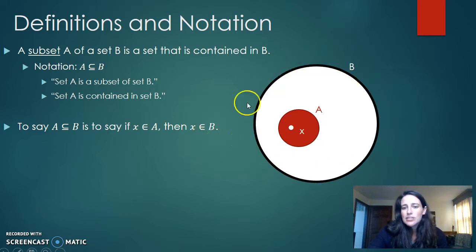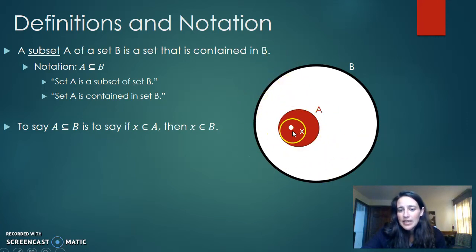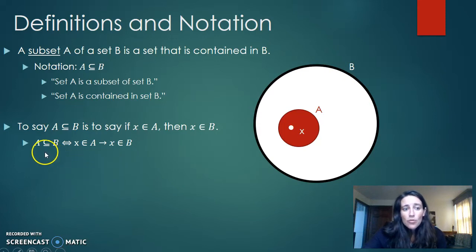And again, let's look at this picture representation to see if we can make sense of this. When set A is completely contained in set B, if we choose any element, we'll say x in A, that element must also lie in the larger set B. So in symbols, what we're saying here is that to say A is a subset of B is logically equivalent to this implication: if x is in A, then x is in B.